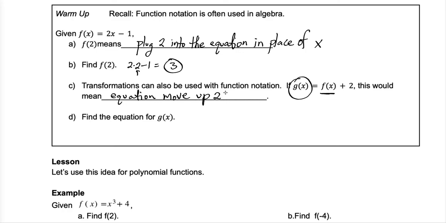So I don't know if you guys heard, Liam. The plus 2, if it was inside the parentheses, would move to the left 2. They're the same transformations we did previously. If they're written in function notation, that means you don't know what the original equation is, but it does the same transformations. Okay, then it says find the equation for g of x.